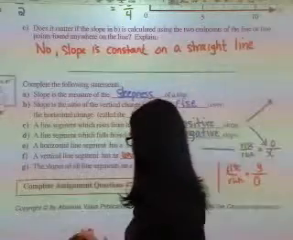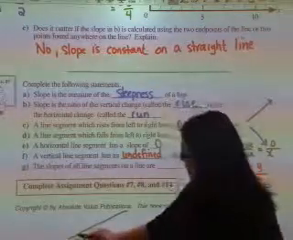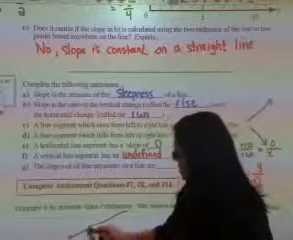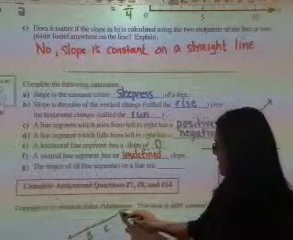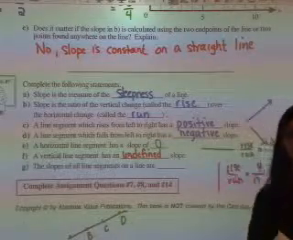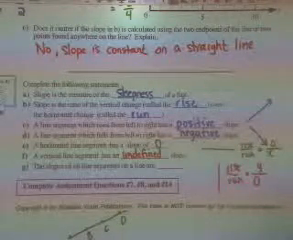And finally, the slopes of all line segments on a line are... So if this is my line, and I calculate the slope from point A to point B, and from point B to point C, and point C to point D, what can you tell me about the slopes of each of those segments? They're the same.